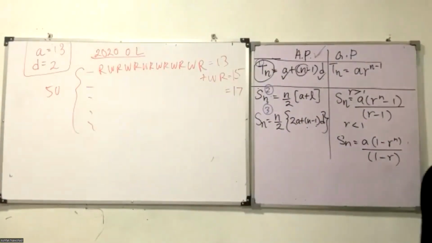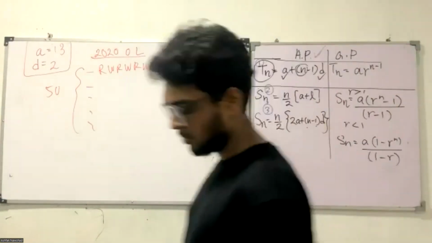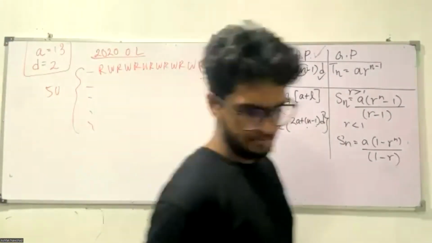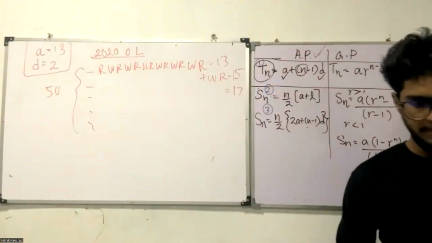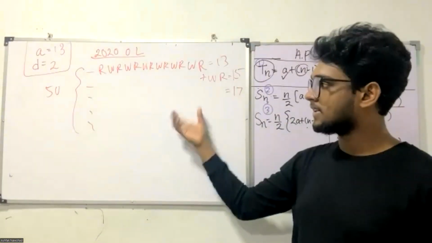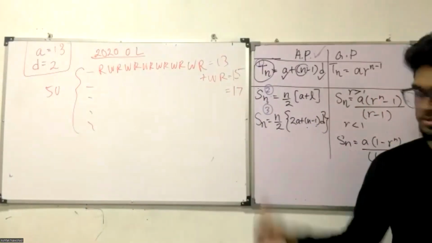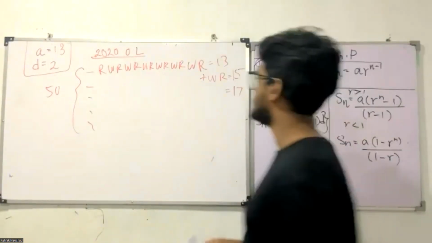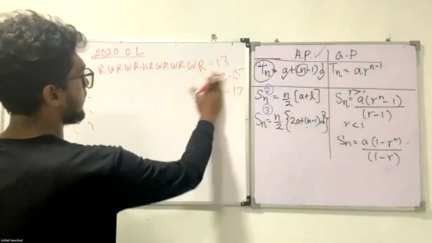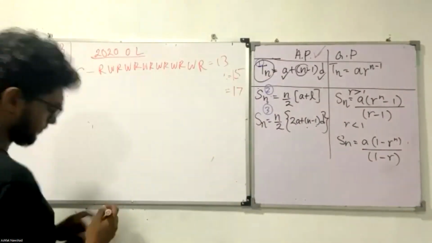Which formula do we have to use? Read the question and let me know. Which formula? First, second, or third? First. Yeah, they're asking for the number of flowering shrubs in a particular row. So that's Tn. Let's use Tn. Here n is 28. They're asking about the 28th row. So n is 28.